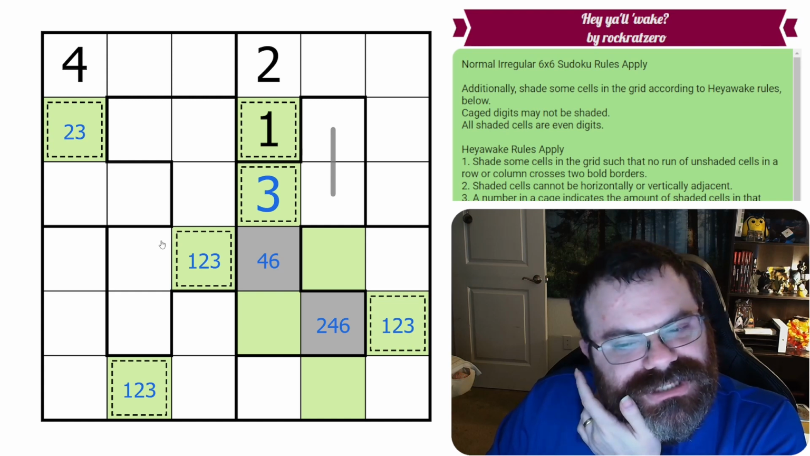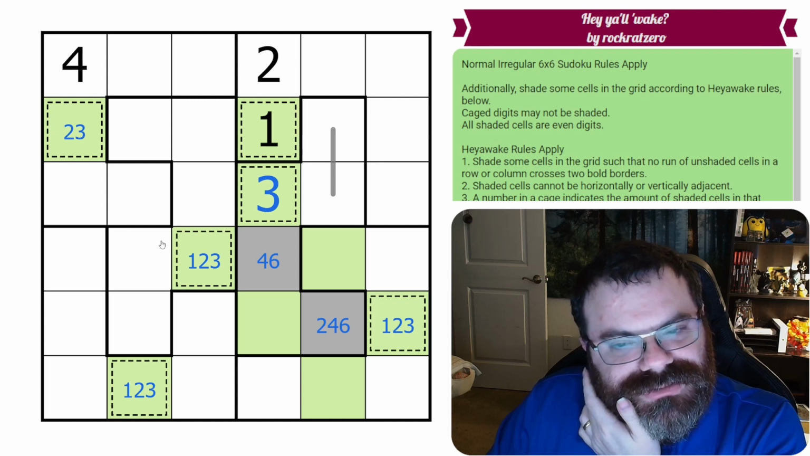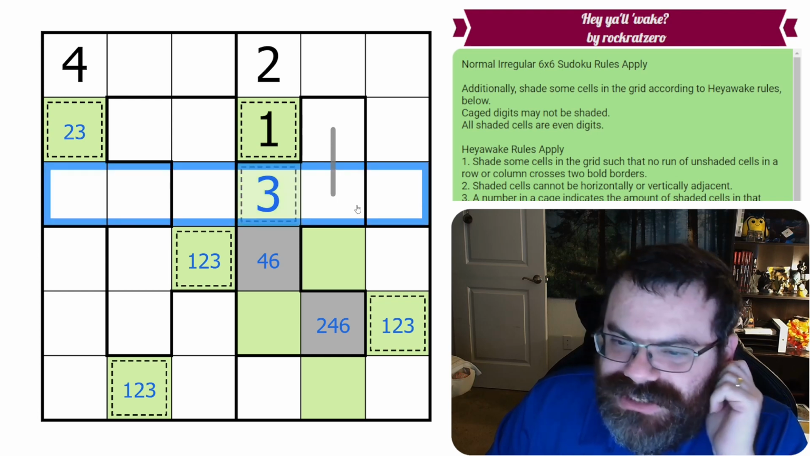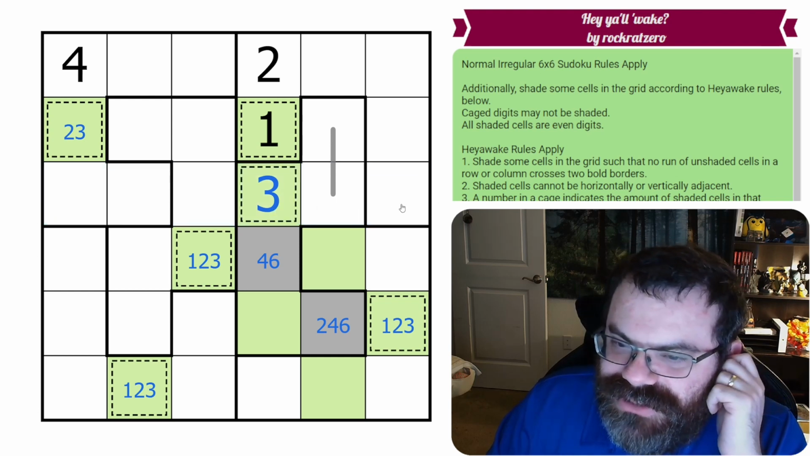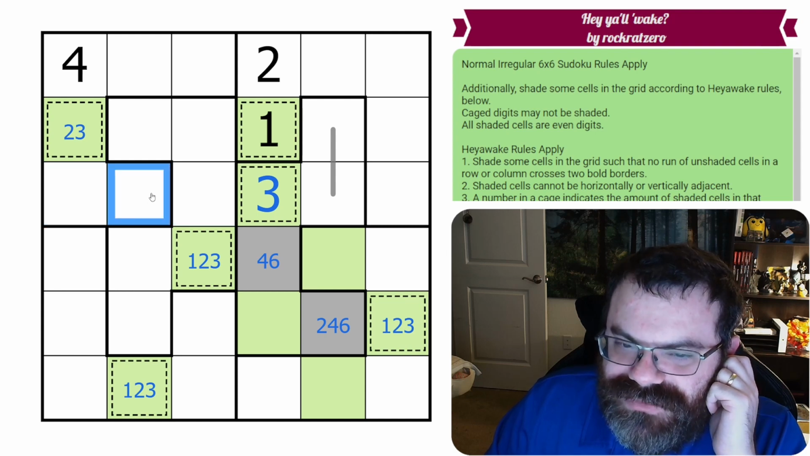Maybe we can use the rule about bold borders, 2 bold borders. Maybe this row I used in the example. We need to be careful. We need to make sure we shade something, but let's see. We could shade a bunch of these. And we could shade this one here.